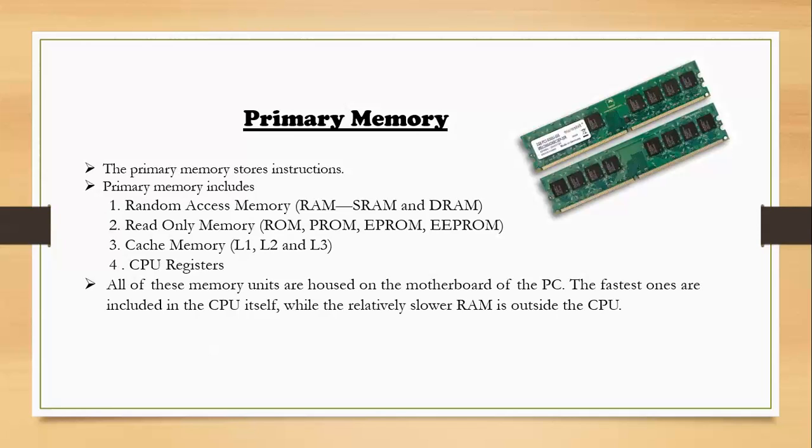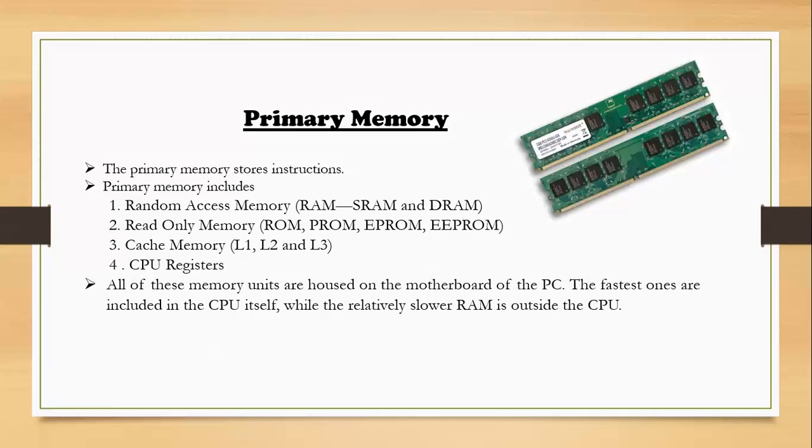EEPROM stands for electrically erasable programmable read-only memory. The first E here stands for electrically. The memory is erased by passing electrical pulses. ROM is read-only memory. PROM means programmable read-only memory. EPROM stands for erasable programmable read-only memory.